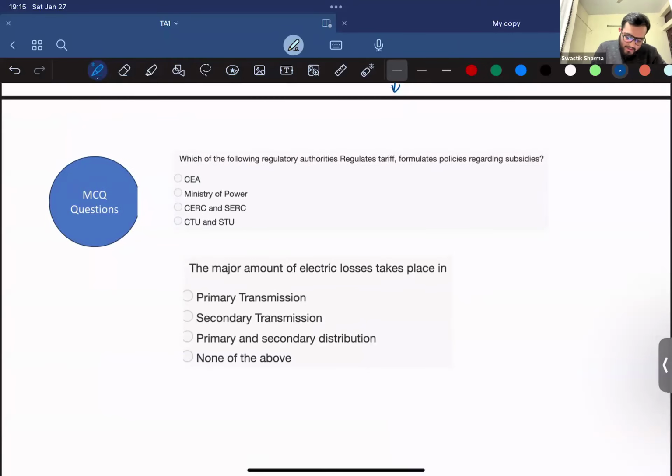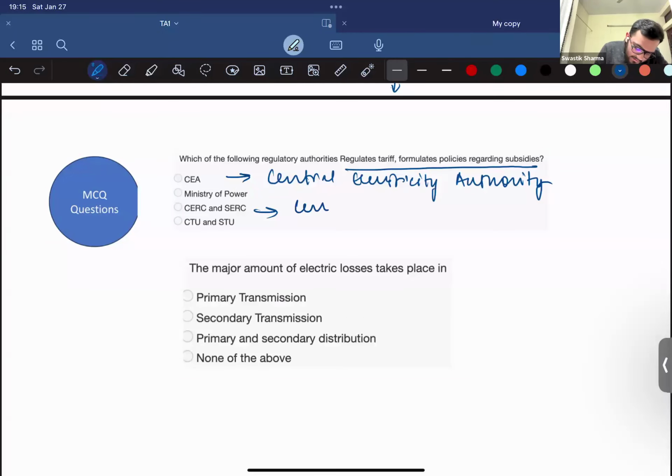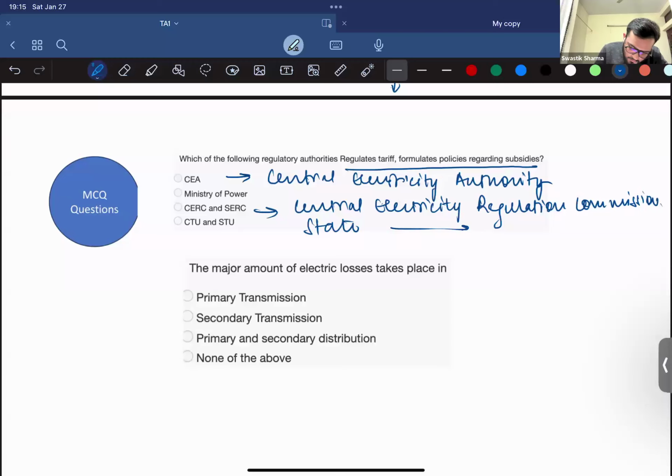Okay, which of the following regulatory authorities regulates tariff and formulates policies regarding subsidies? CEA is the Central Electricity Authority, and CERC is, yeah. I think the fourth option is correct. CTU and STU. Okay, let's expand everything. Then we have the Ministry of Power. CERC is the Central Electricity Regulatory Commission, and CTU is the Central Transmission Utility.